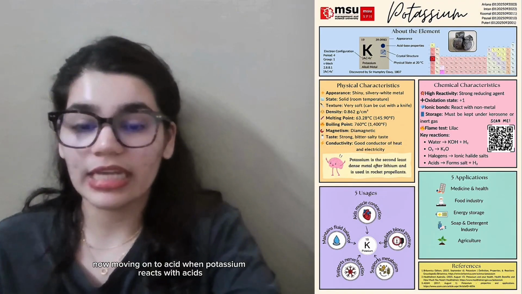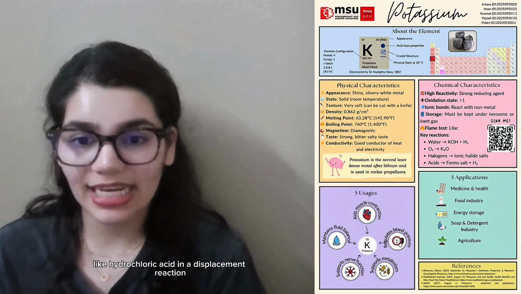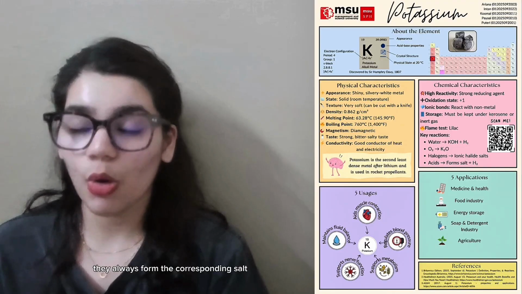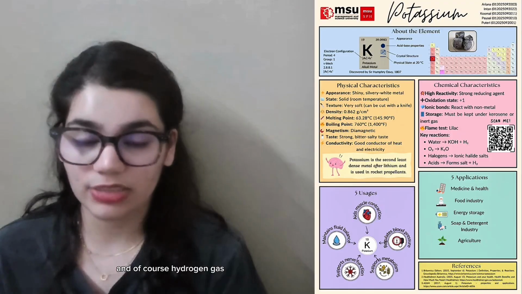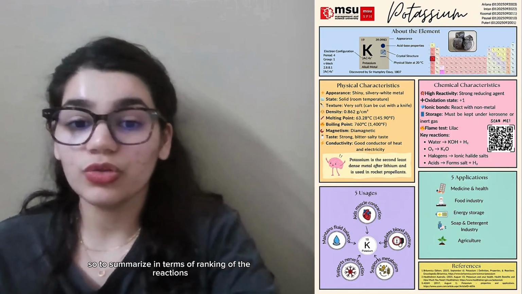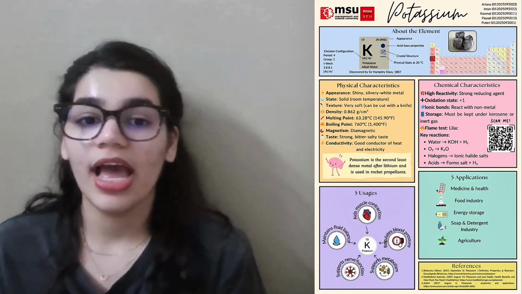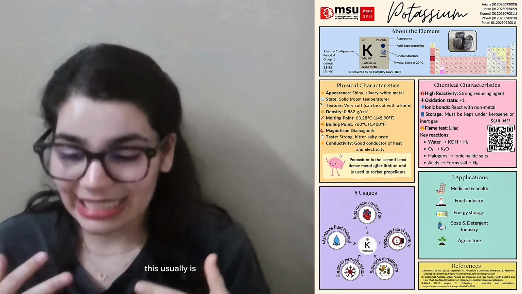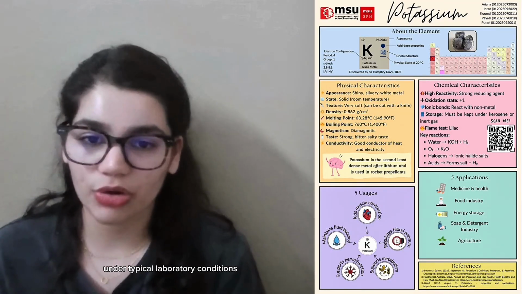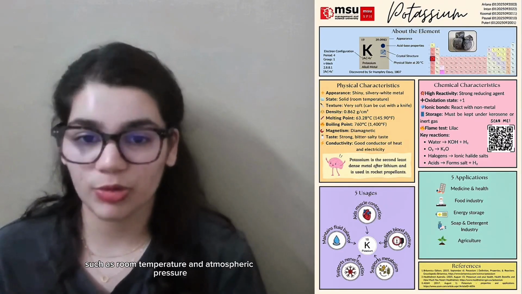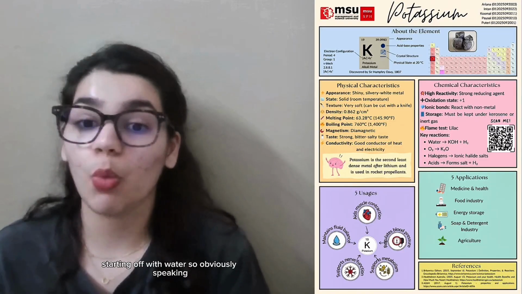Now, moving on to acid. When potassium reacts with acids like hydrochloric acid in a displacement reaction, they always form the corresponding salt and, of course, hydrogen gas, which is highly flammable. So, to summarize, the ranking of the reactions from the most reactive to the least reactive usually depends on the spontaneity and intensity of the reaction under typical laboratory conditions such as room temperature and atmospheric pressure. We'll start the ranking from most reactive to least reactive, starting off with water.